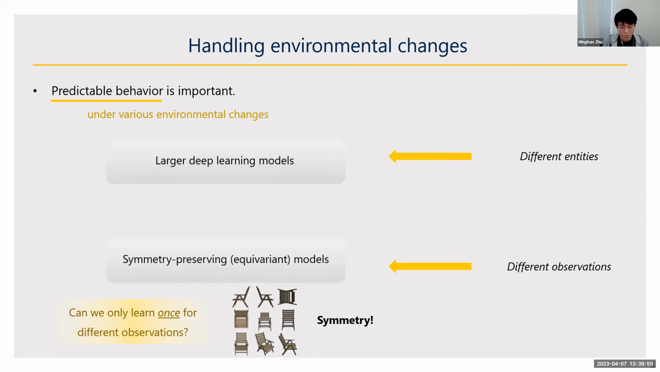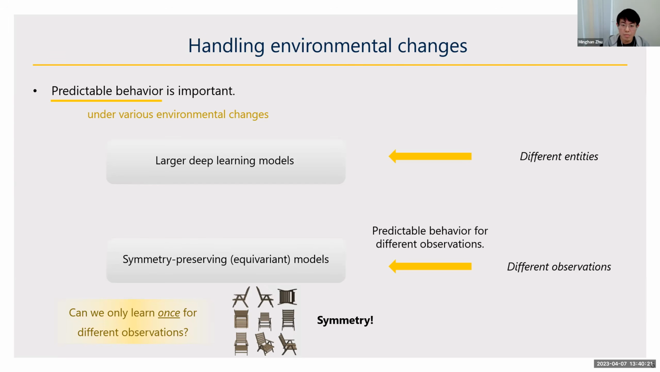That is, if we deal with all the symmetries in symmetry preserving models, it can help us to yield predictable behavior for all these observations, because the model knows that it is the same thing, no matter what it appears like. Therefore, it adds a robustness to the perception system.